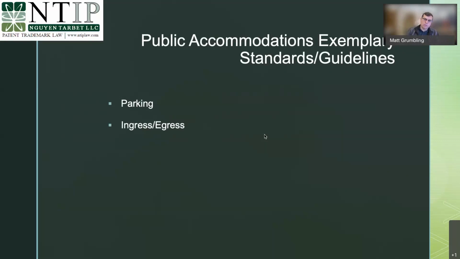Ingress and egress, and I've mentioned in one of the previous sessions, there's a requirement for a kick plate on the door. So the doors have to be easily openable by somebody who is in a wheelchair.